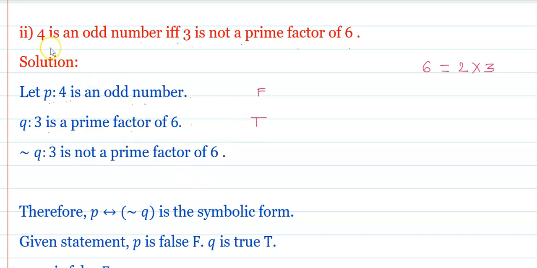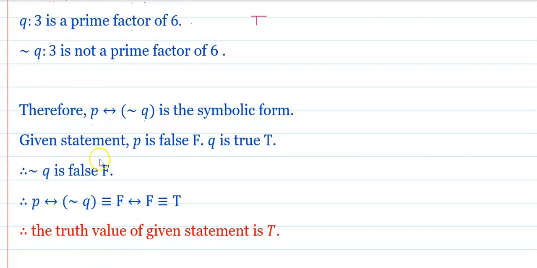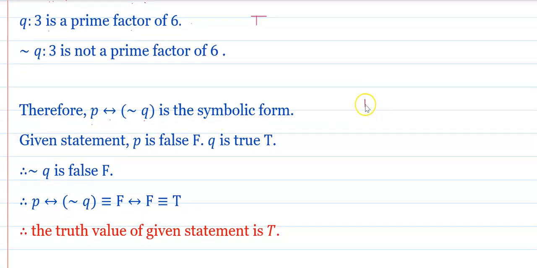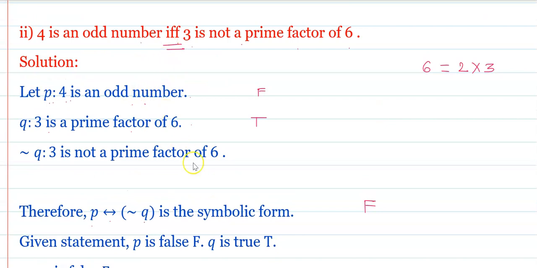Okay. Now see this here. Negation of Q means what? That is, 3 is not prime factor of 6. Okay. Then we can join this by the symbolic form. 4 is odd number. Okay. Double implication. इथे काय दिलेलं आहे? P double implication, and the next is negation of Q. Okay. आता त्यांच्या truth values. P ची truth value. The truth value of the P is F. Truth value of P is F.